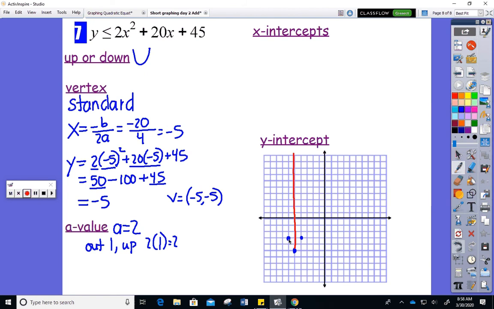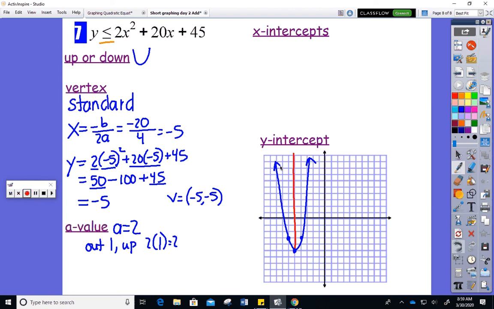Okay, it is an inequality, but since it's less than or equal to, it's solid. So let me go ahead and graph a solid parabola. My parabola is going to be decent. It's not going to be perfect.